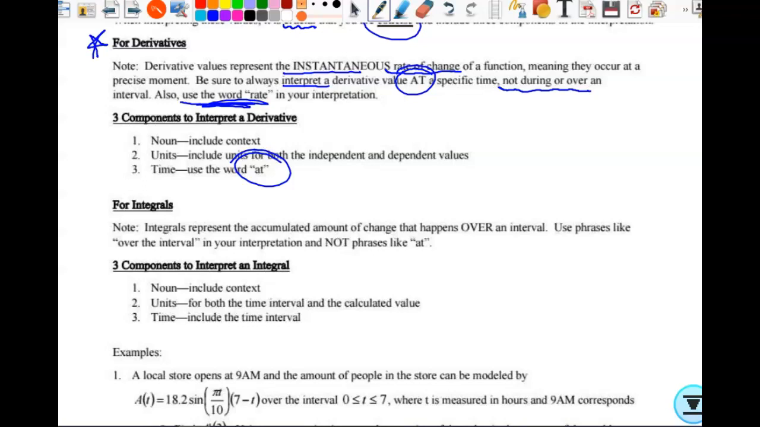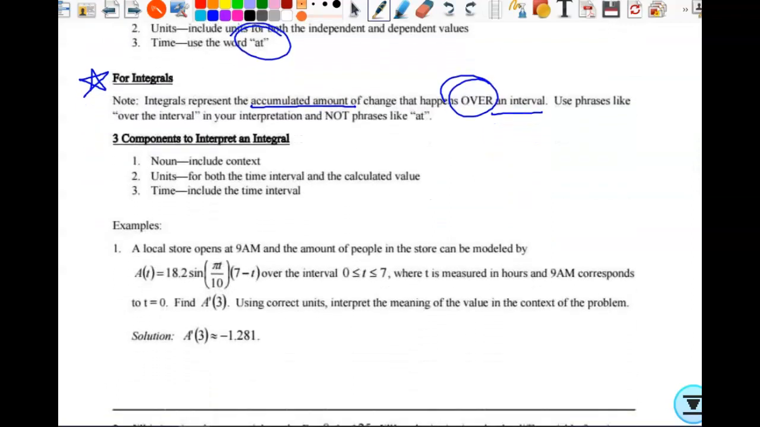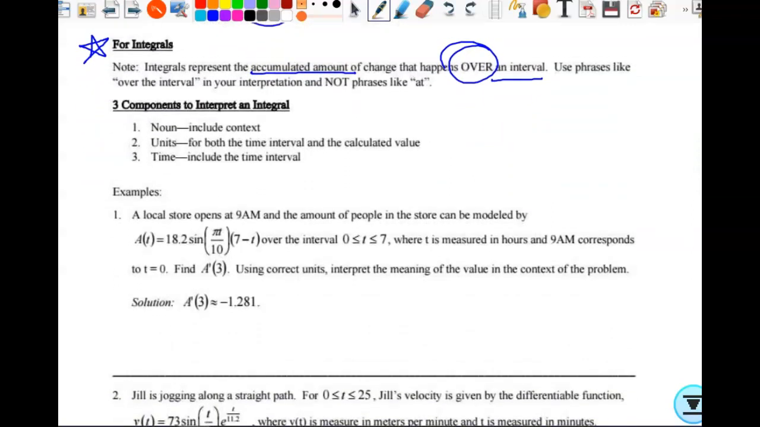All right? Integrals represent accumulated amount of change that happens over an interval. So this is not at a specific time. We're accumulating something over time. So make sure you use phrases like over the interval and not at. Okay, so again, noun, what the heck are we talking about? Units for both independent and dependent value, and include the time interval. Okay, interval for this one.